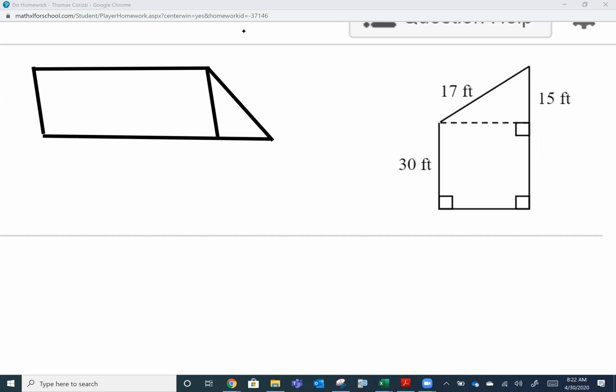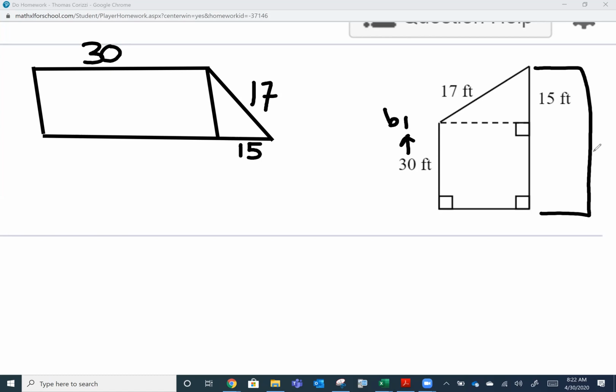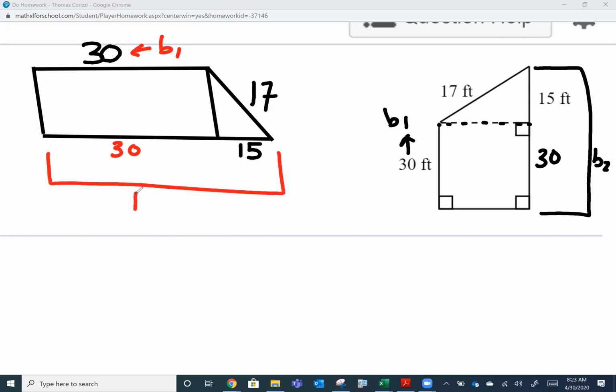So the values here are, we've been given 30 on top, 17 as a hypotenuse, 15 as part of the base. And what we need to solve this is we need base 1 for a trapezoid. Base 2 is all of this down here. So I know that from here to here is 30. So this is also 30 down here. So my base 1 is 30, but my base 2 is 30 plus 15, which is 45.